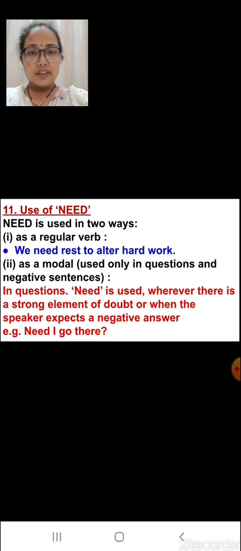Now, number 11, the use of need. Need is used in two ways. As a regular verb, for example, we need rest after hard work. As a modal, it is used only in questions and negative sentences. In questions, need is used wherever there is a strong element of doubt or when the speaker expects a negative answer. For example, need I go there?